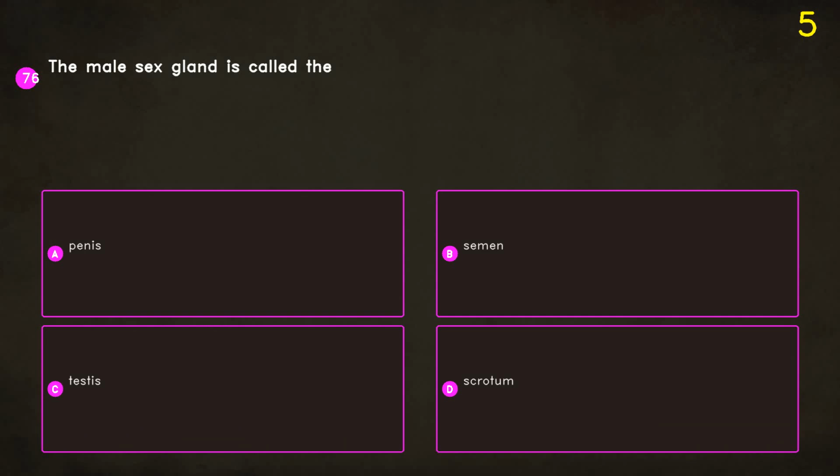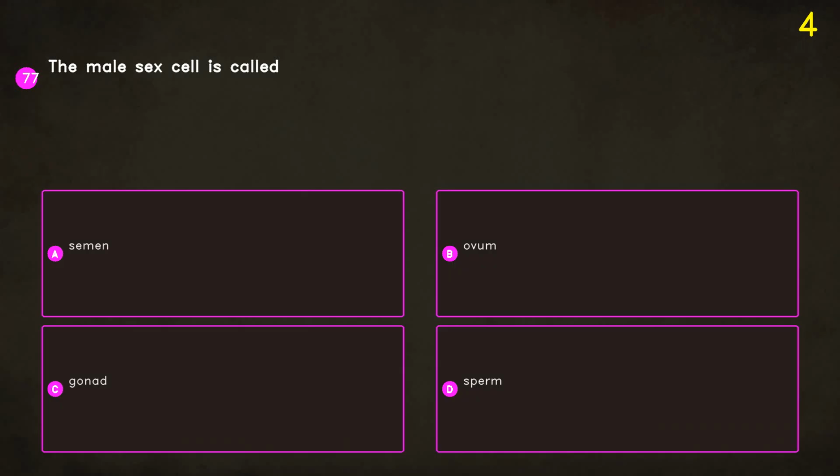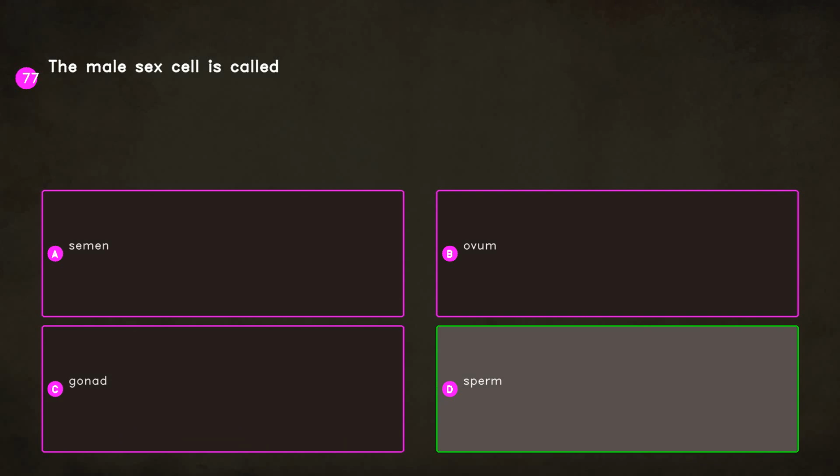Question 76. The male sex gland is called the: A. Penis. B. Semen. C. Testis. D. Scrotum. The correct answer is testis. Question 77. The male sex cell is called: A. Semen. B. Ovum. C. Gonad. D. Sperm. The correct answer is sperm.